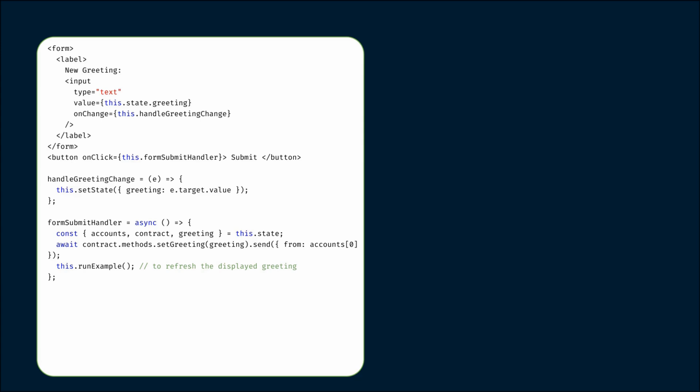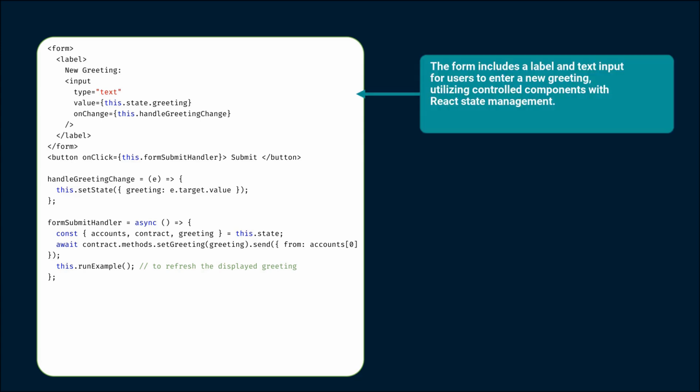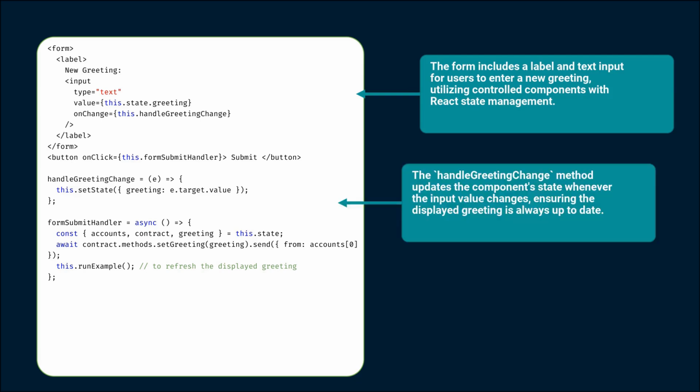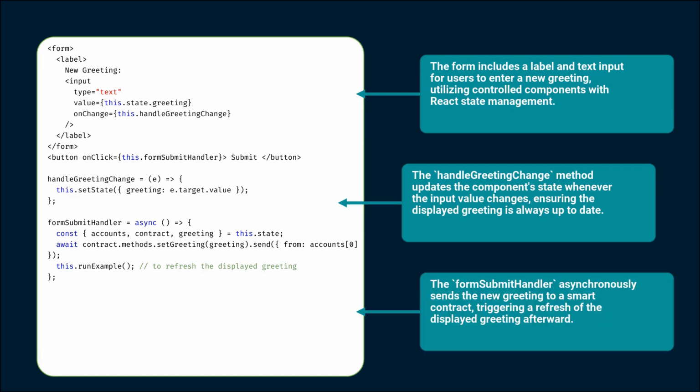Now let's implement the input form that allows users to set a new greeting. We create a form containing a label and an input box, where the input's value is bound to the greeting state. To make the input interactive, we also set an onChange event that triggers the handleGreetingChange method, which updates the state whenever the user types into the input box. This provides a dynamic experience, as the input reflects any changes made by the user in real time.